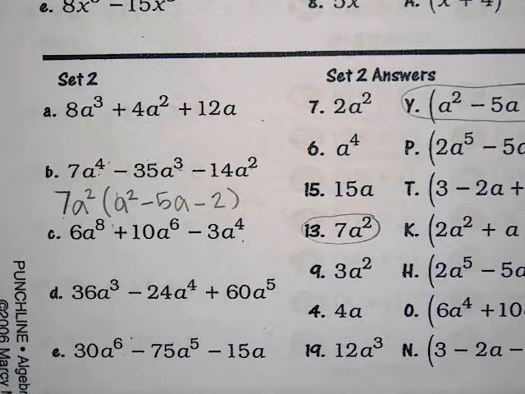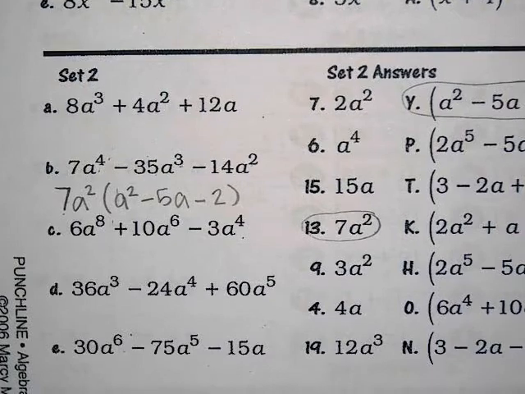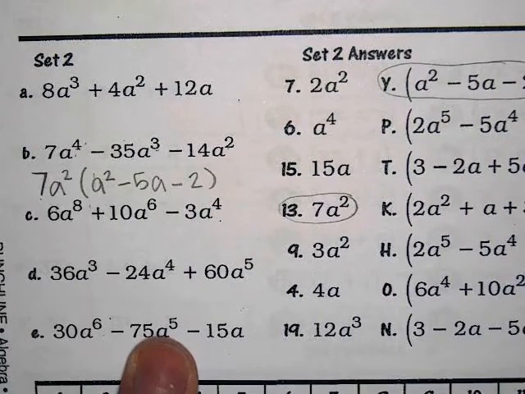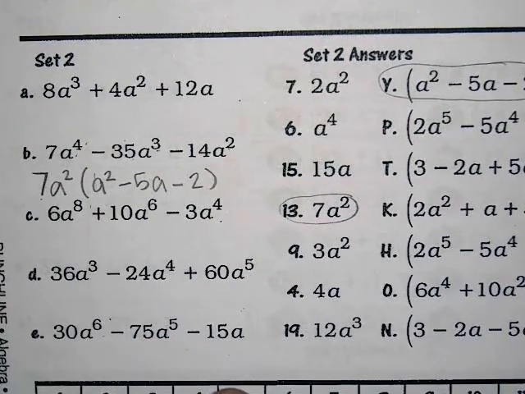Okay, let's do problem D. What number goes into 36 that also goes into 24 that also goes into 60? 6, 12. So 6 goes into it, 2 goes into them, 3 goes into them, I think 4 goes into them, but those are not the biggest number. The biggest number is 12.